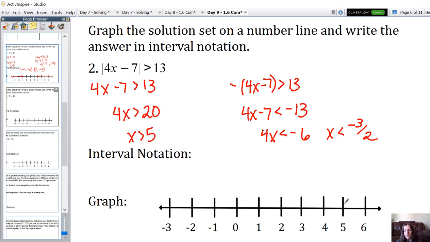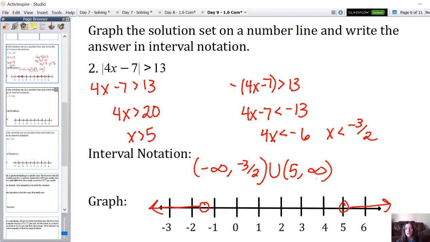So let's find 5. We've got an open circle, and it's increasing, so we're going to the right. Find negative 3 halves, or negative 1 1/2. Another open circle. This one's going to the left, so we're going to have our infinities again. From left to right, starting really, really small, we're starting at negative infinity until we get to negative 3 halves. We have an open circle, so we have parentheses. Then we make our jump all the way to 5, and then we're going to the right forever, so we're going towards infinity.